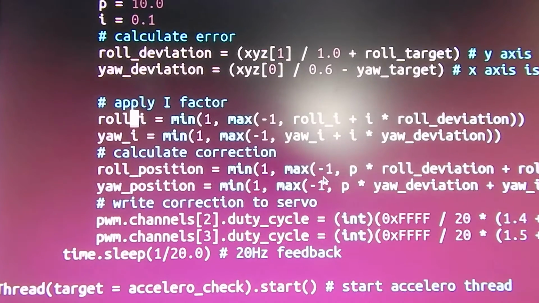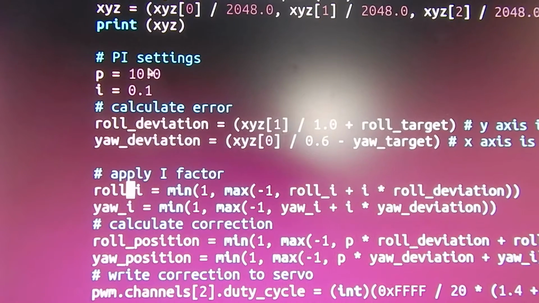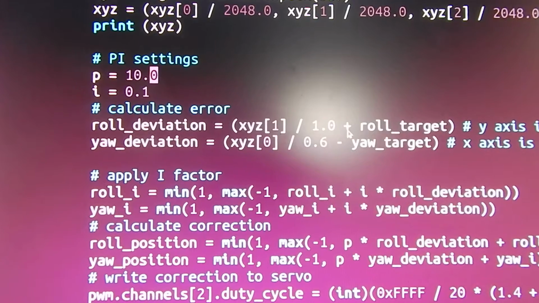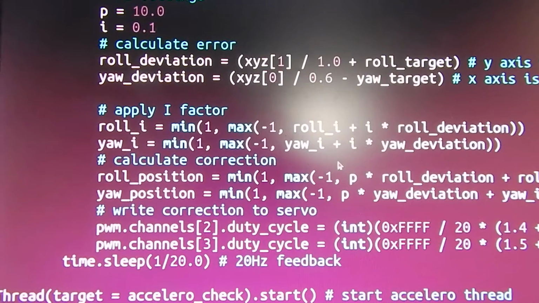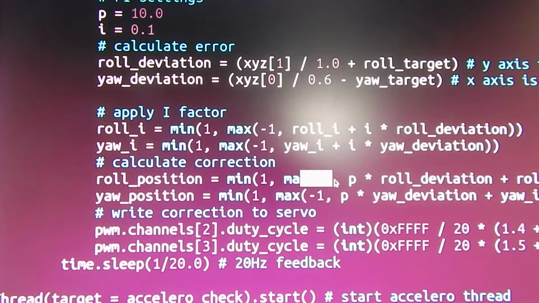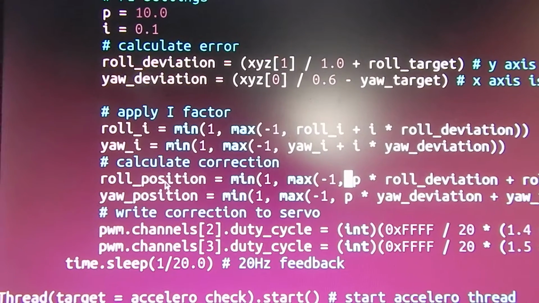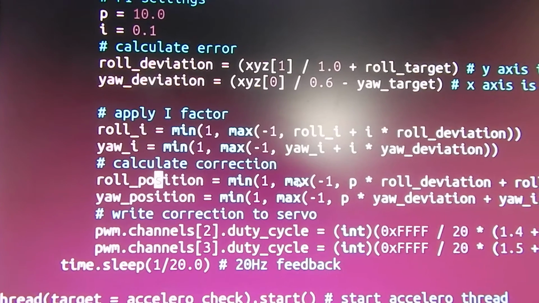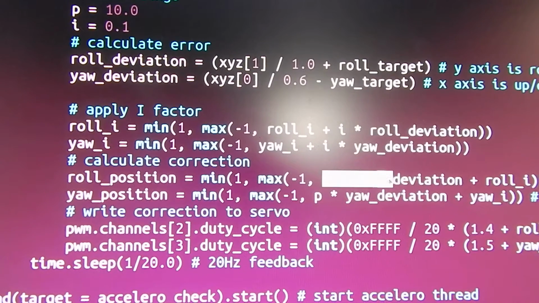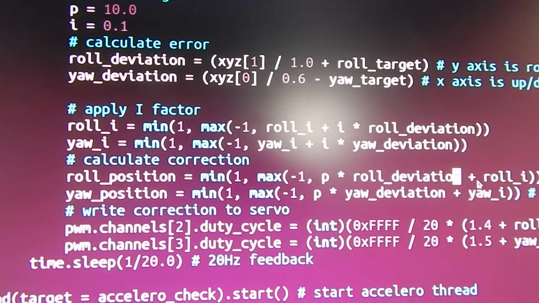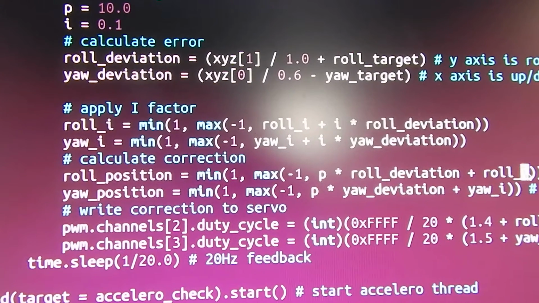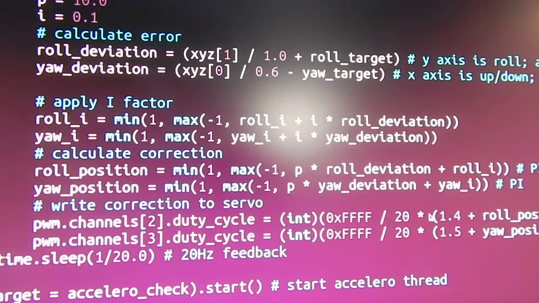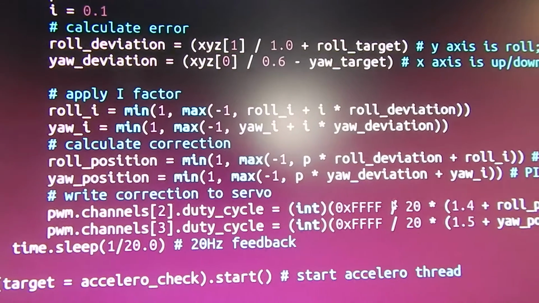And then I also have the P correction, and P is a very high number, so every small deviation always triggers a correction directly. And then I have my roll position and yaw position of the rudders, and I calculated from the P times the deviation factor plus the I factor for roll and yaw, and then I write those values to the duty cycle.